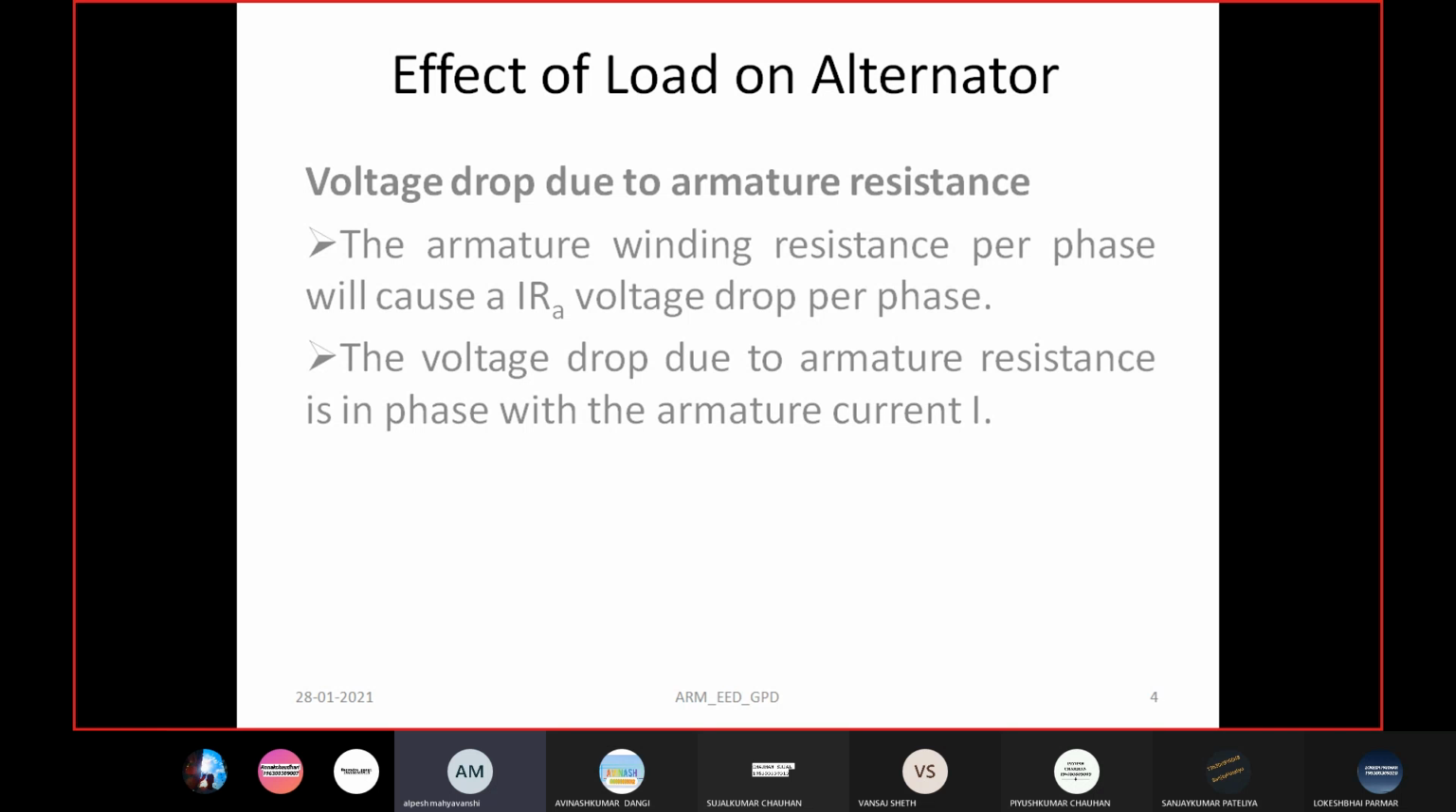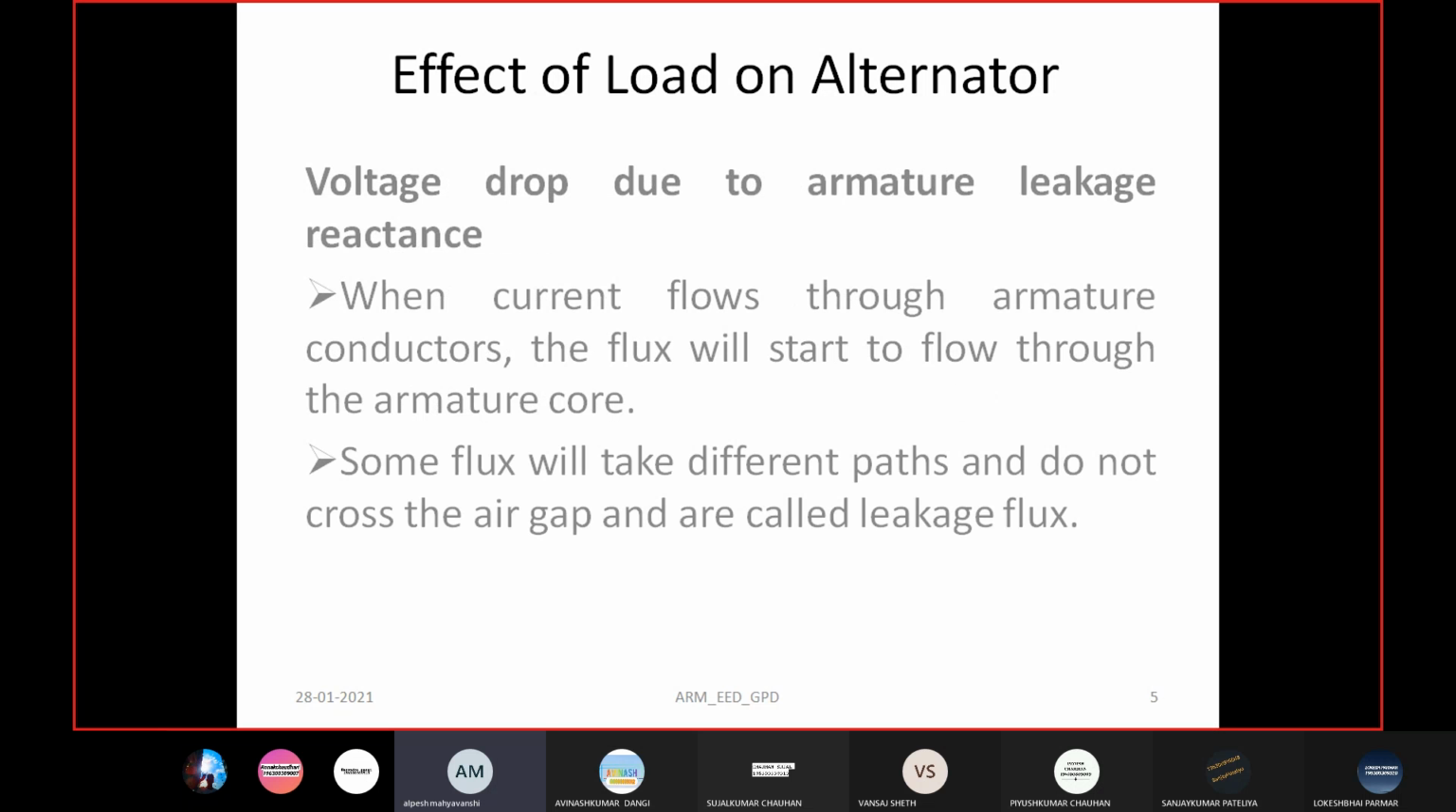This voltage drop is known as the I_a R_a drop. Whatever voltage drop occurs in this armature winding resistance is in phase with the armature current Ia. This IaRa voltage drop is always in phase with the armature current, which means there is no angle between the armature current and the IaRa voltage drop. This is the voltage drop due to the armature resistance.